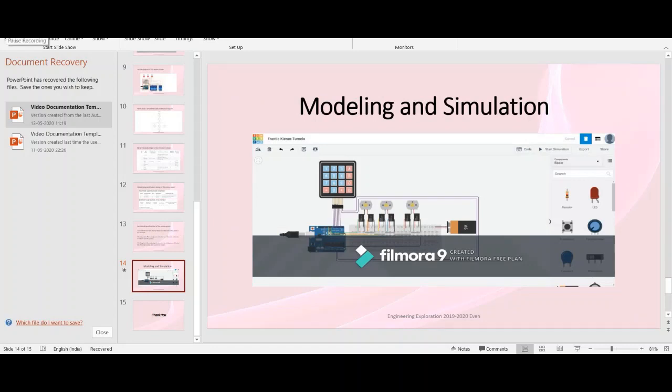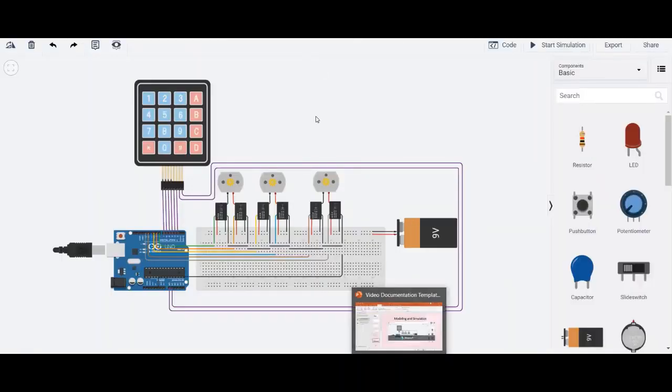Now I'll be explaining about the modeling and the simulation part of our course project. This is the circuit diagram which we'll be using for our course project. Here we use three DC motors as our actuators, one battery, an Arduino and a keypad. In our course project, we have three subsystems. One is the movement, the second is the angular, and the third is the striking part. For each of the subsystems, we'll be using one DC motor.